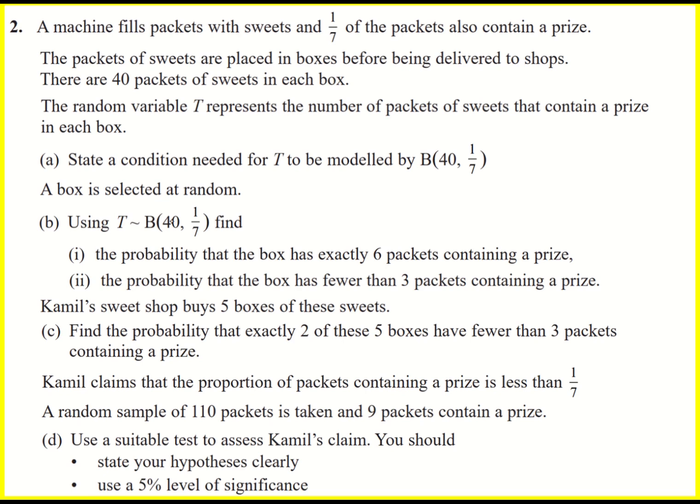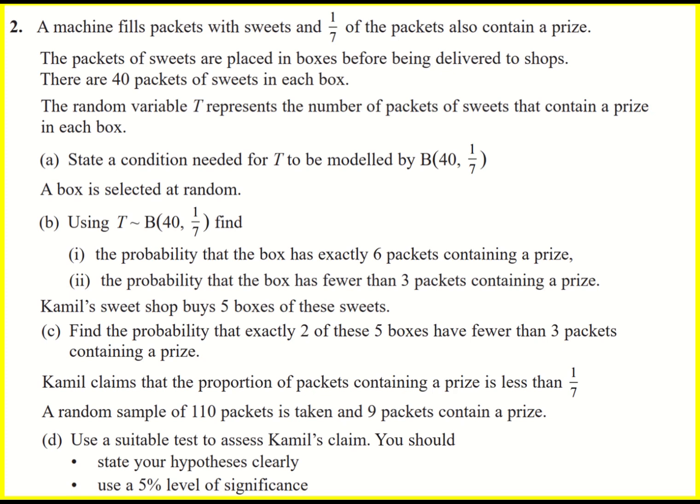And essentially, we've got a binomial distribution. We're asked to state a condition for t to be modeled by that. So there's four conditions to be aware of. There's a fixed number of trials, but we know that is valid here. There's either success or failure, but that's clear as well. So I would go with one of the other two, independent events or fixed probability.